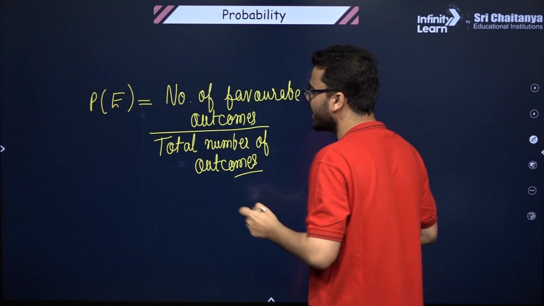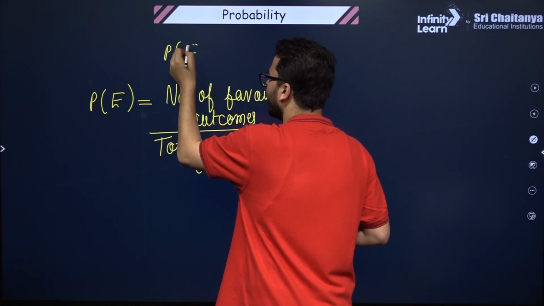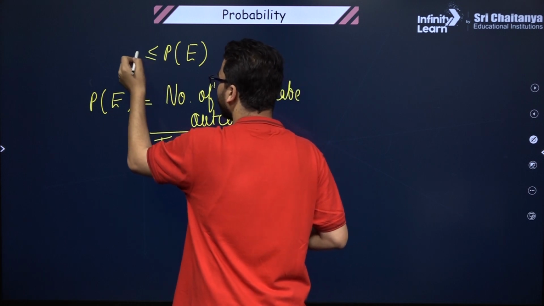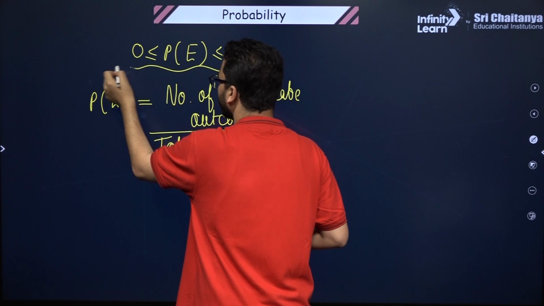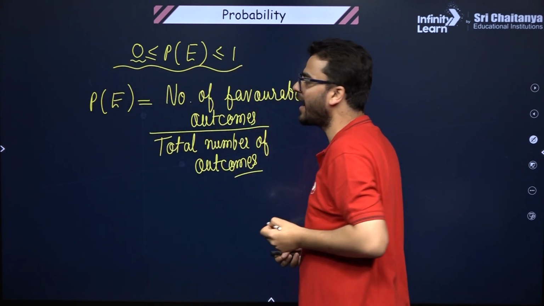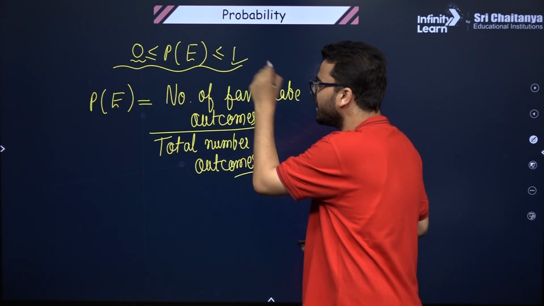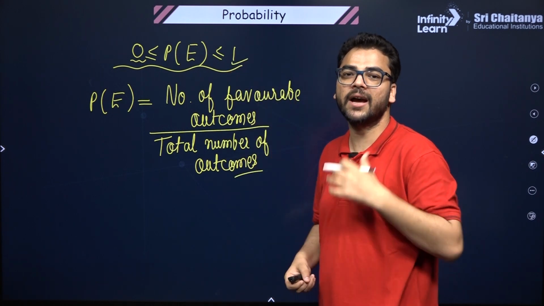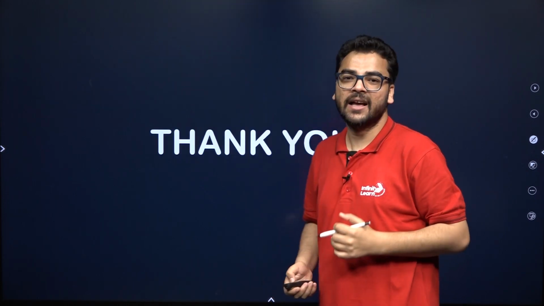And one more thing is there, guys. Probability of an event, if you take PE, it is never less than 0 and it is never greater than 1. So many a times it is also asked. So if the probability of an event is 0, then that event is called an impossible event. And if the probability of an event is 1, that is called a sure event. So that's all about formulae, guys.